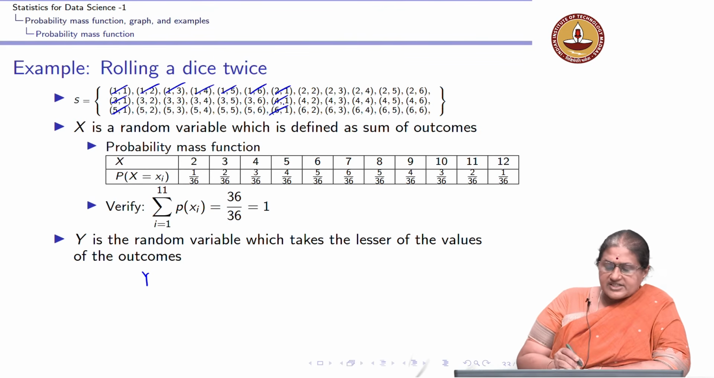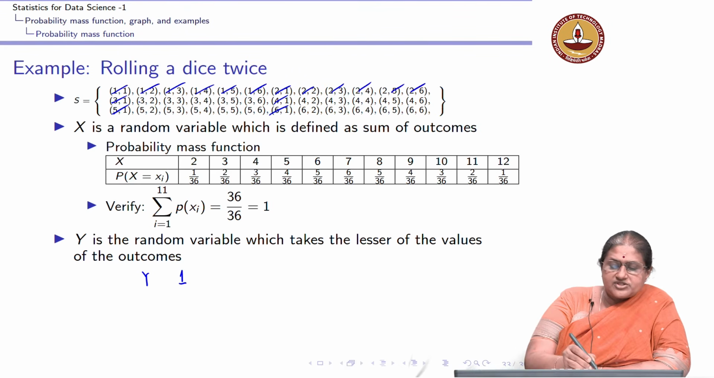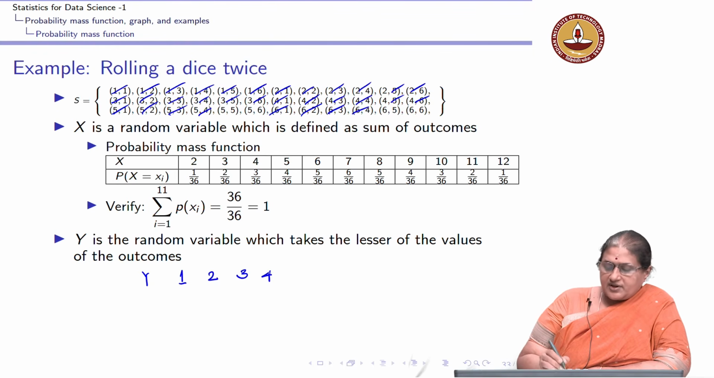So, for all these outcomes, Y takes the value 1. Y takes the value 2 for these outcomes. It takes the value 3 for these outcomes. It takes the value 4 for these outcomes. It takes the value 5 for these outcomes. And it takes the value 6 for this outcome.